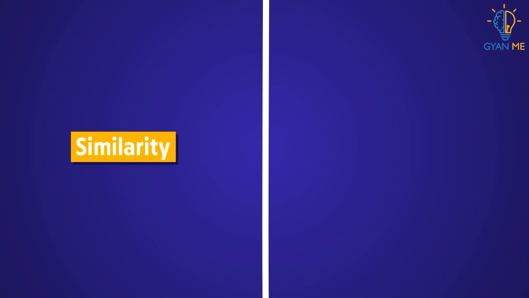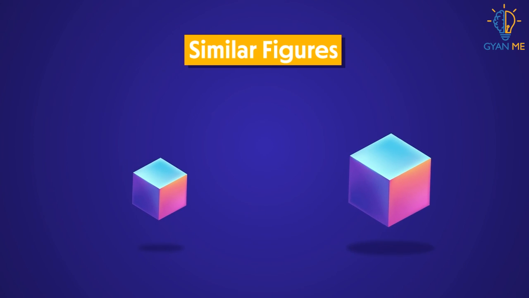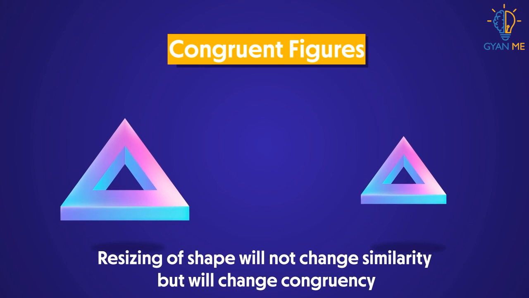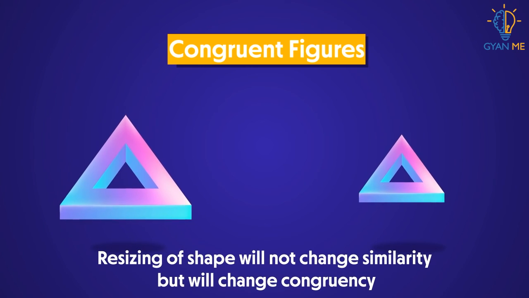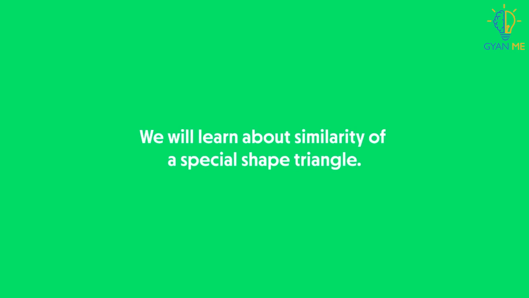For both similarity and congruency, correspondence is equally important. If correspondence changes, both similarity and congruency also change. We learnt that similar figures are those whose shape is the same though their size may be different, while congruent figures are those whose shape and size both are the same. Resizing of shape will not change similarity but will change congruency of two figures. In the next video, we will learn about similarity of a special shape, the triangle.